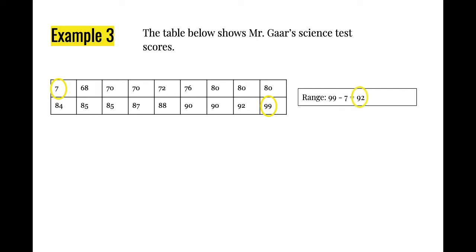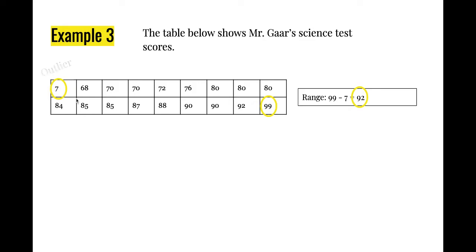Now, in this case, this range 92 isn't actually that helpful, and here's the reason why. I actually see that most students got between a 68 and a 99, right? Most students scored in this 70, 80, 90 range, right? Most students actually passed. But I have this one really low data point, 7%.